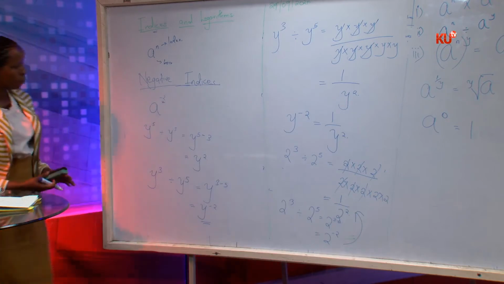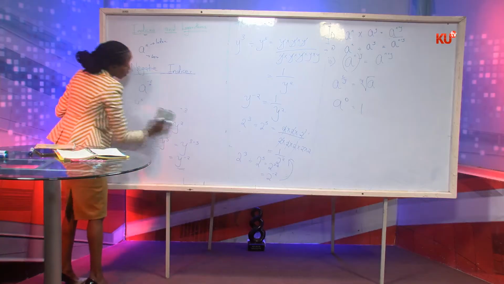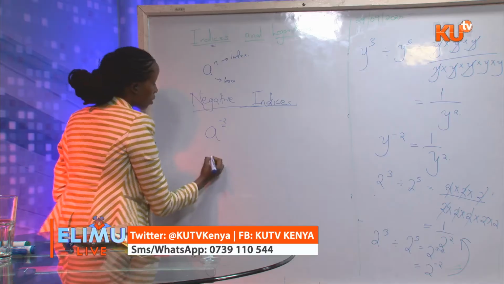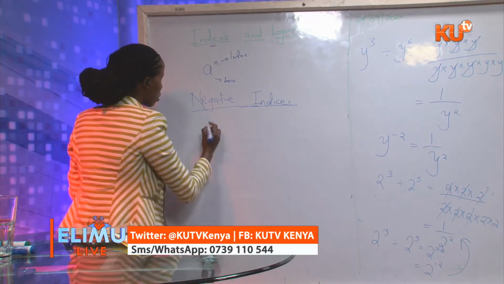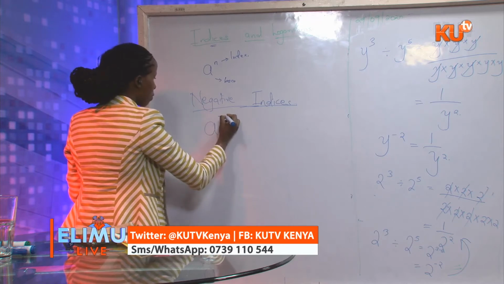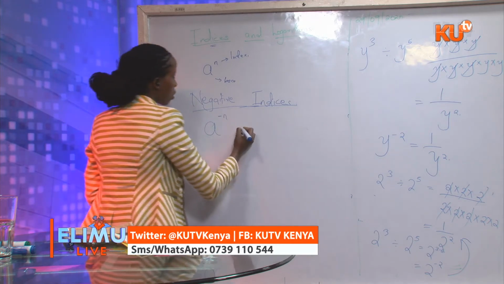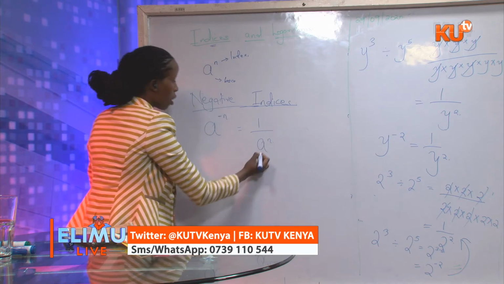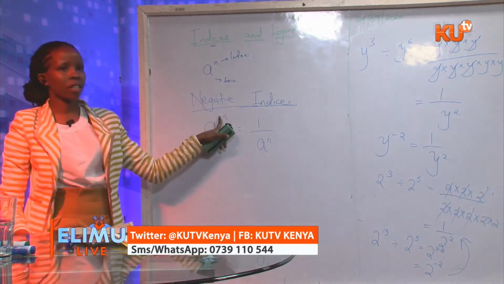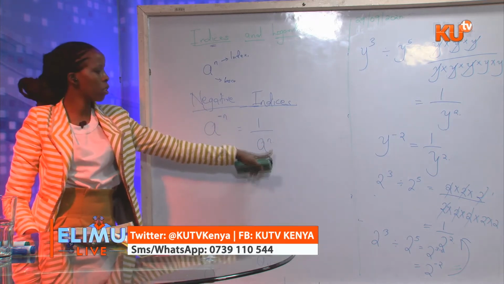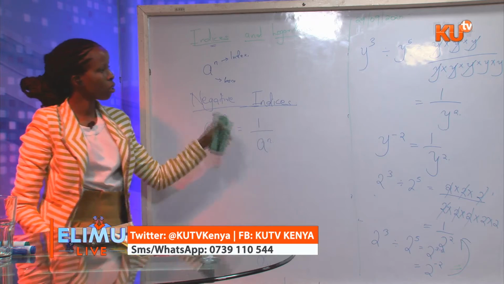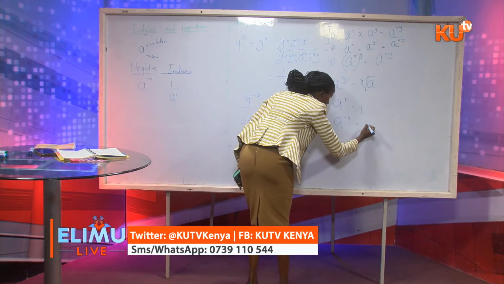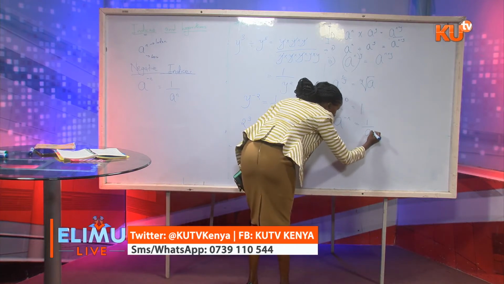So for the negative indices, we say that if a number a is raised to a negative index, this will also mean 1 all over a raised to n. Remember here it was negative, but it has turned to positive when it is a fraction. So we note that a raised to negative n is the same as 1 all over a raised to n.